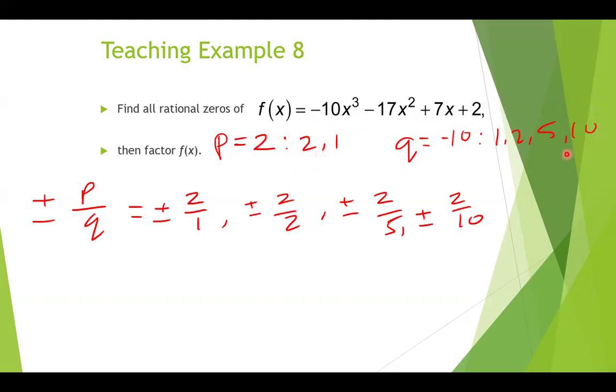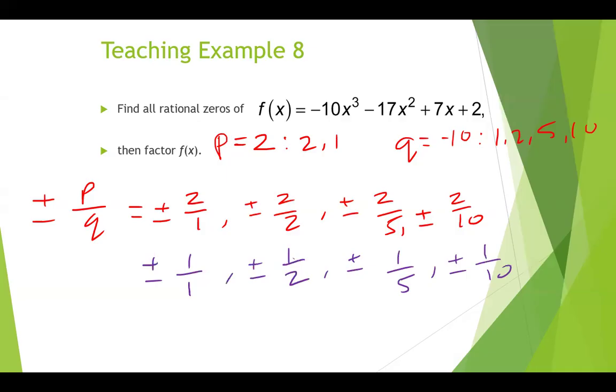And I'm going to repeat it again for 1. So my next set would be plus or minus 1 over 1, plus or minus 1 over 2, plus or minus 1 over 5, plus or minus 1 over 10. Now, some of them repeat because they reduce down to the same value, correct? Yes. So when you write your final answer, you're going to eliminate, well, not eliminate, but figure out what repeats.